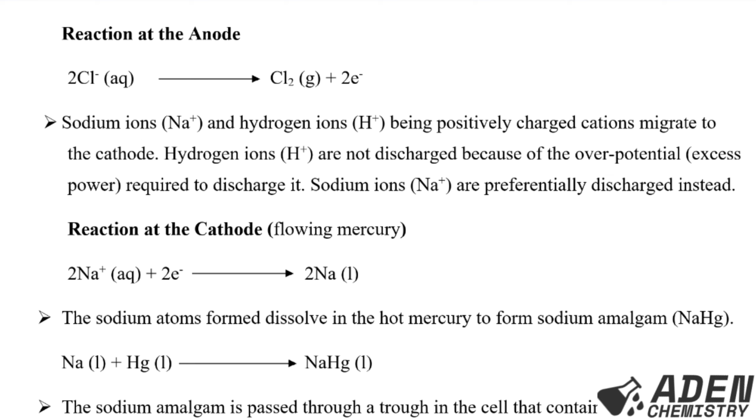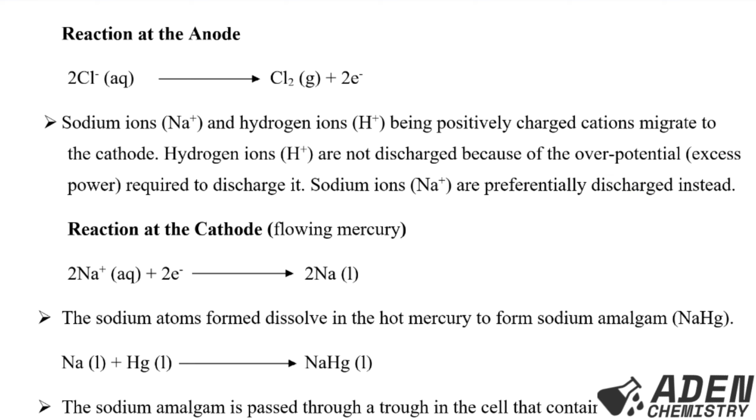So between them, which one will be preferentially discharged? So we're saying here hydrogen ions are not discharged. The reason why we are not discharging hydrogen is that we are told because of the overpotential or the excess power required to discharge it. That means to discharge hydrogen requires a lot of potential. Therefore, we are told sodium ions are preferentially discharged instead.